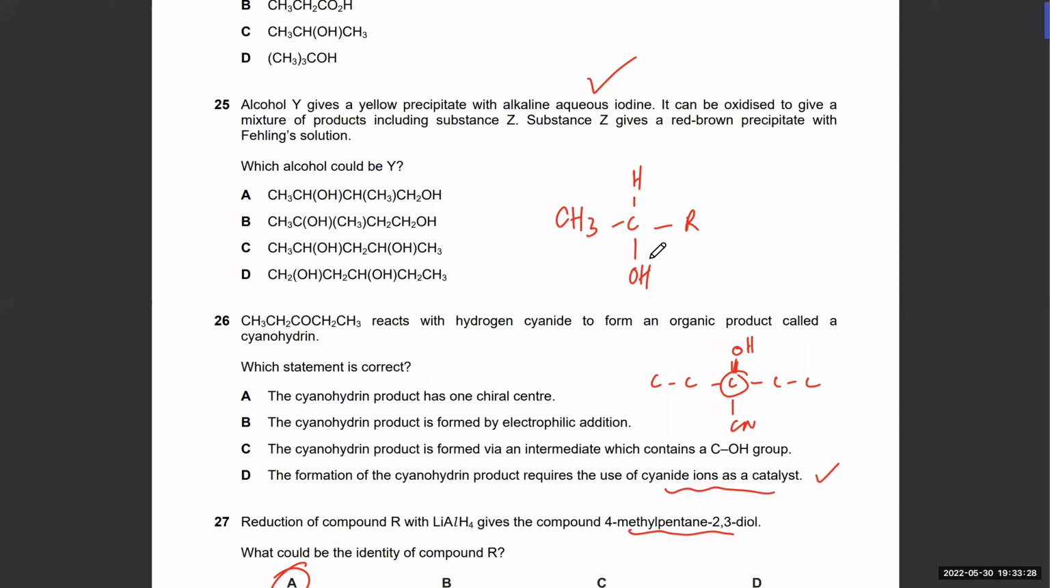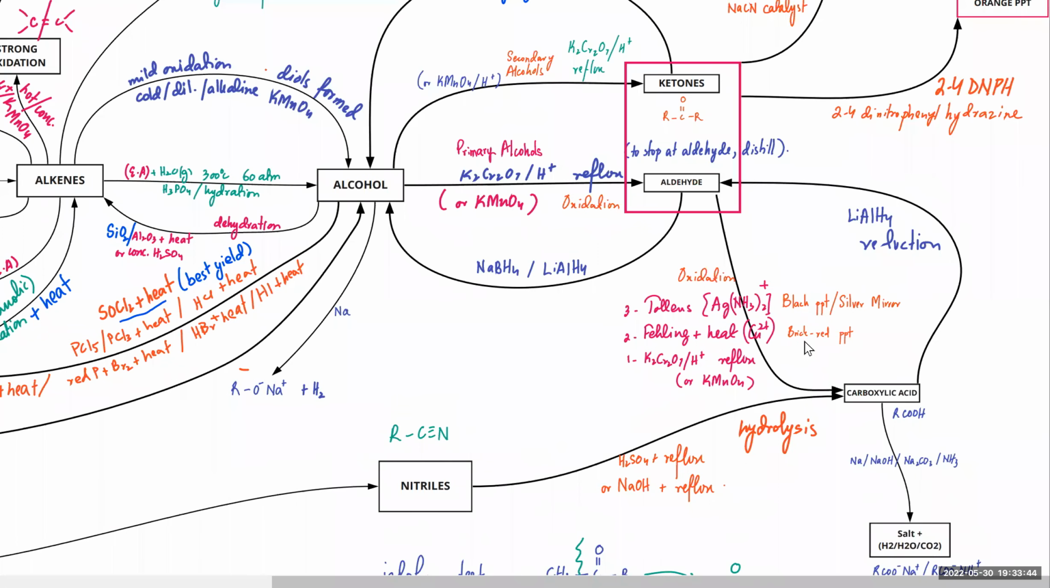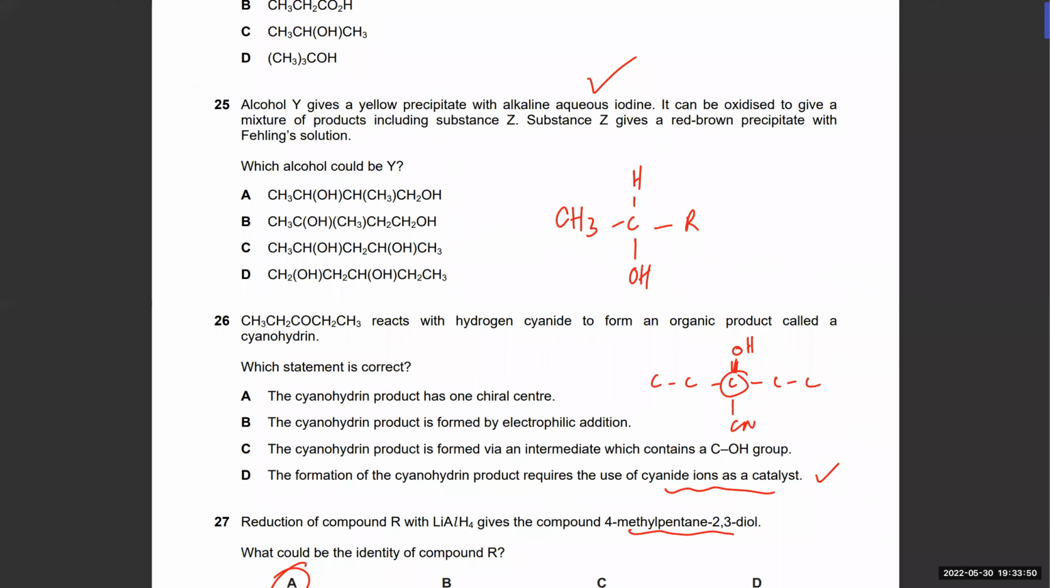And it can be oxidized to give a mixture of products, including substance Z. Substance Z gives a red-brown precipitate with Fehling's. So what is substance Z? An aldehyde. Because aldehydes get oxidized with Fehling's to give a brick red precipitate, and they turn into carboxylic acid. So which alcohol can be oxidized to form an aldehyde? A primary alcohol. So you need a primary alcohol as well. So which one is the correct option?